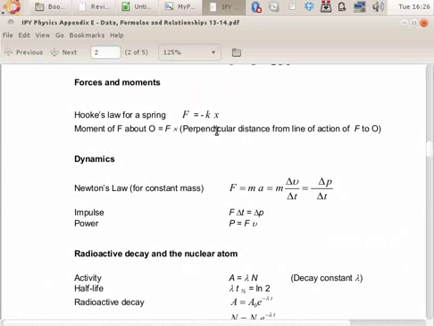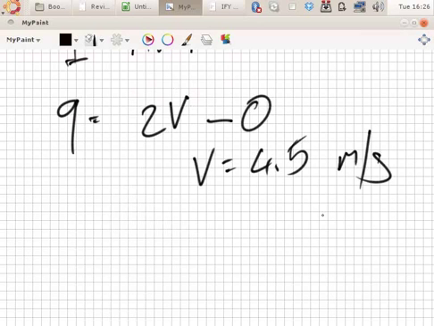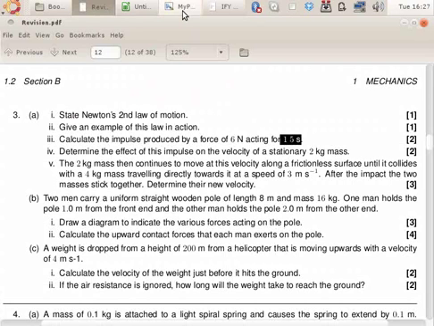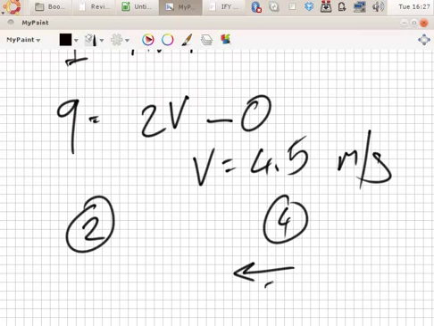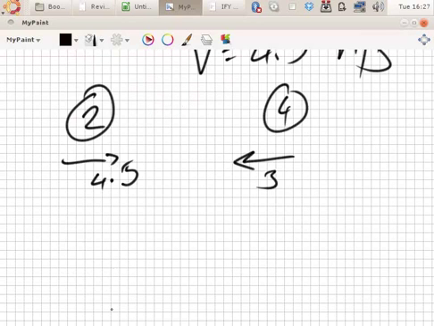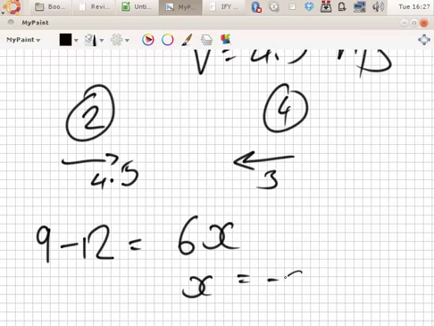So what formula do we need here? Momentum. This one here, its mass is 2. This one here, its mass is 4. But it's going 3 towards it, and this is going 4.5 that way. So the momentum beforehand will be 9 minus 12. What's the mass afterwards when they collide together? 6x. So x would equal minus 0.5, right? After they collide, which way is the blob heading? To the left.